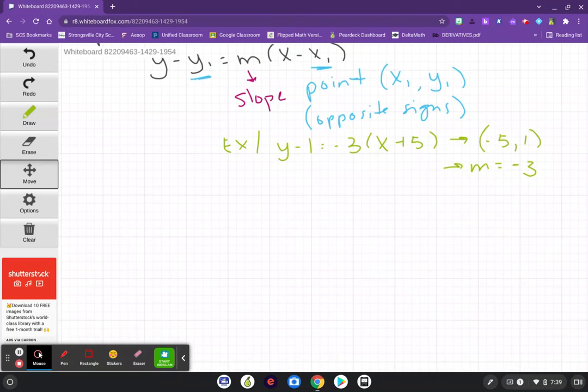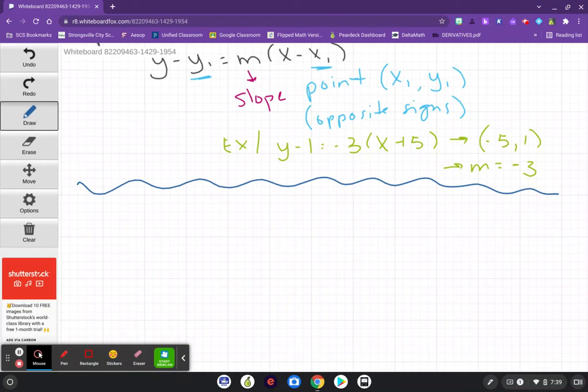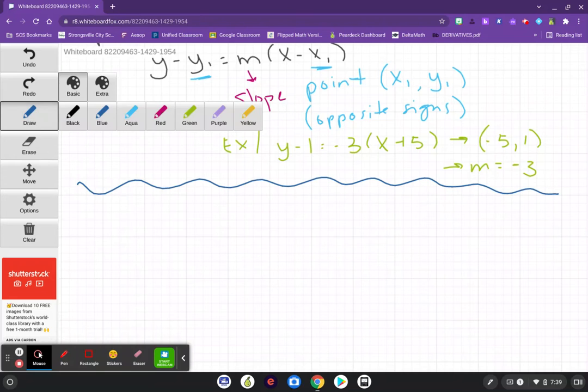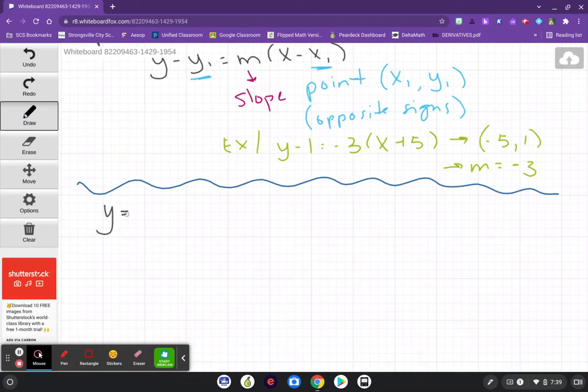All right, when it comes to writing equations, again, you have these two forms to work with. When we write our equations, we're either writing in y equals mx plus b form. Remember, b is the y-intercept, and so that's in the form 0 comma some number, okay?